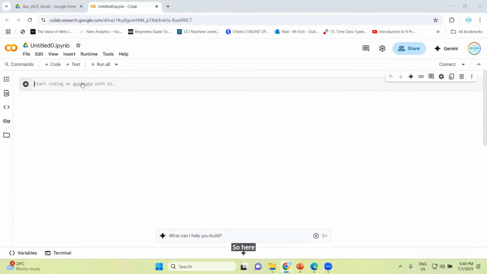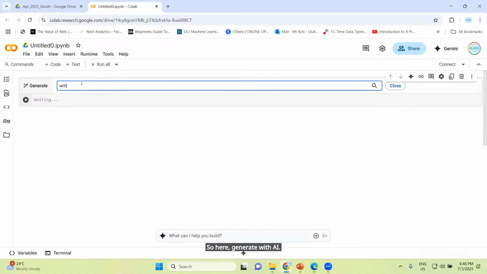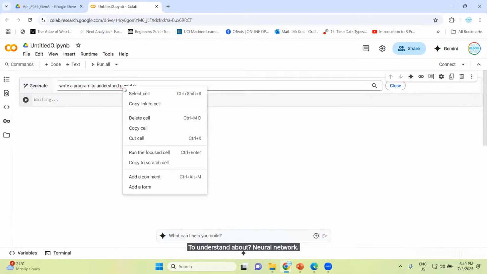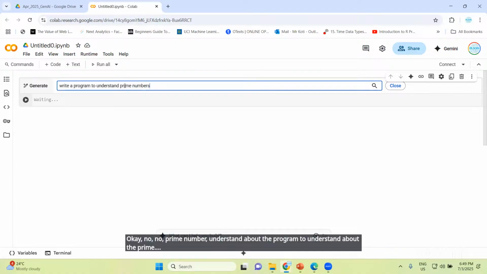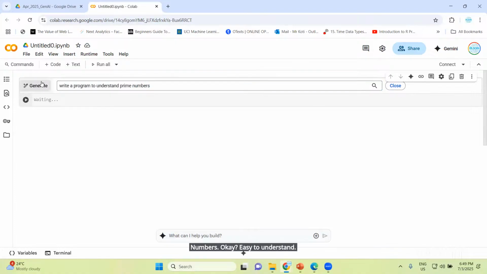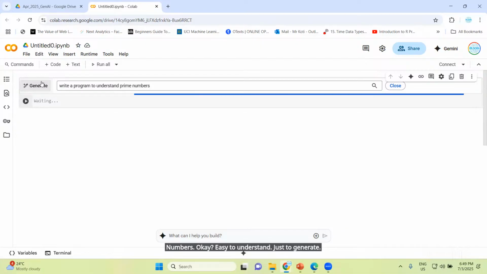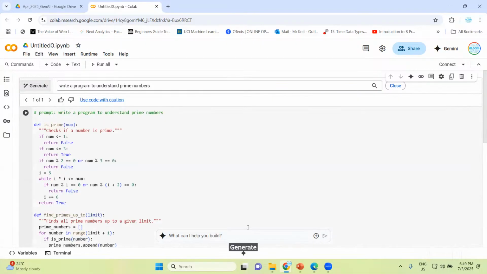So here, generate with AI. Write a program to understand about neural networks. Spelling mistakes should be corrected. Okay, write a program to understand about prime numbers. Easy to understand. Just generate. See, it has written the code.